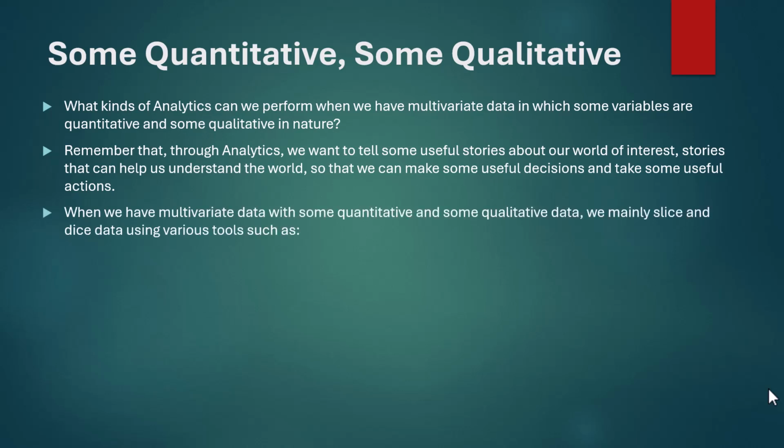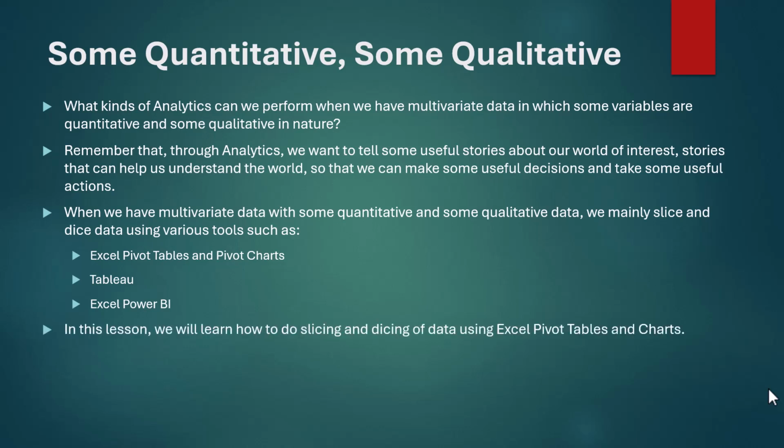So when we have multivariate data with some quant and some qualitative data, we mainly slice and dice data through various tools such as Excel pivot tables and pivot charts, Tableau, and Excel Power BI. In this lesson, we will learn how to do slicing and dicing of data using Excel pivot tables and pivot charts. Remember, when we do slicing and dicing, we are slicing and dicing quantitative data on qualitative variables.